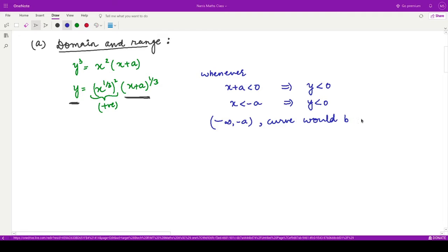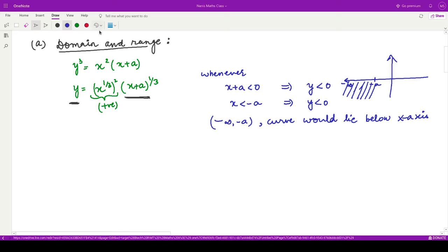Our curve would lie below x-axis. So this much information is available to us. Whenever we are in this interval minus infinity to minus a, our curve would be below x-axis. So this is known to us.